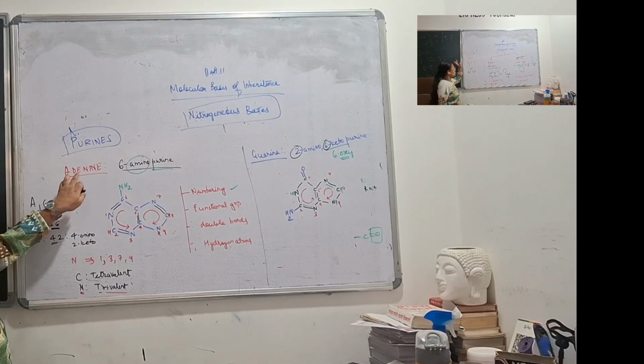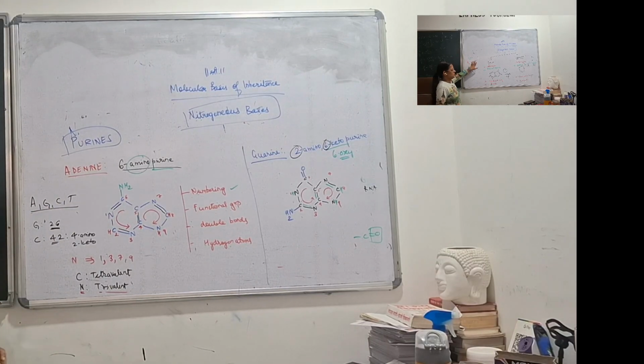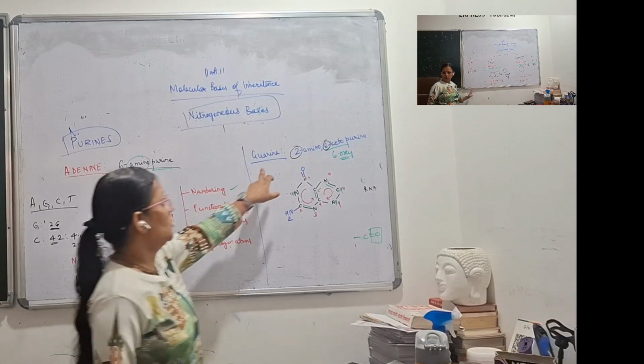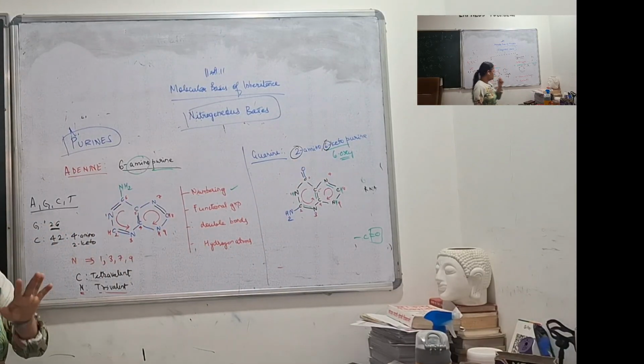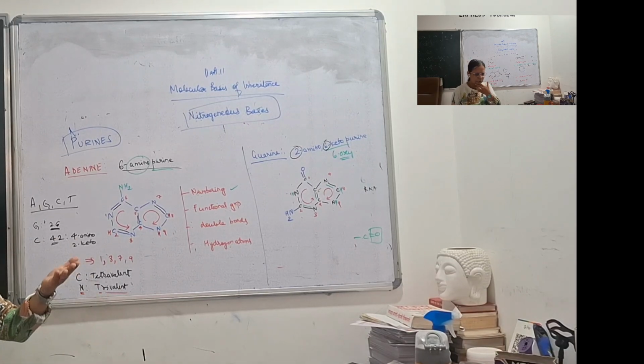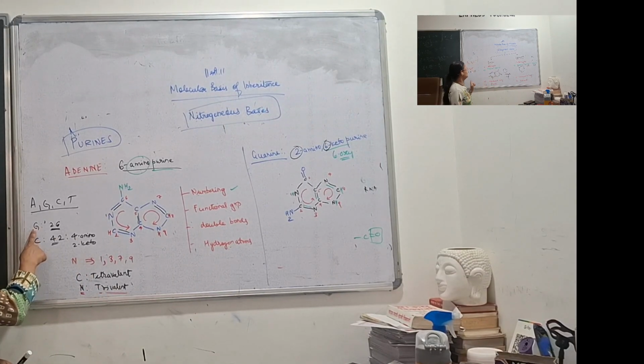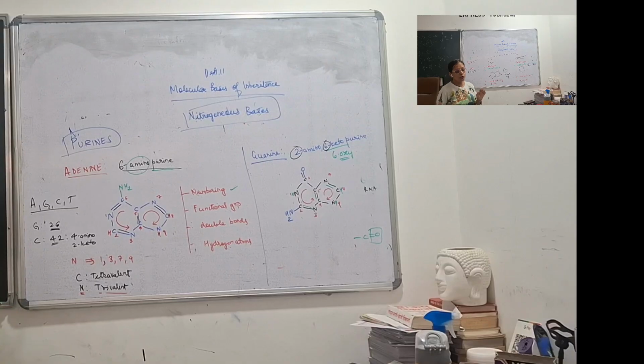Okay, adenine is very simple, 6 amino purine. The confusion is between guanine and cytosine. So for guanine, the number you will remember is 26. Now 26 comes first, 42 comes later. So guanine comes first, cytosine comes later. This is how I have memorized. Okay, you find your way of memorizing.